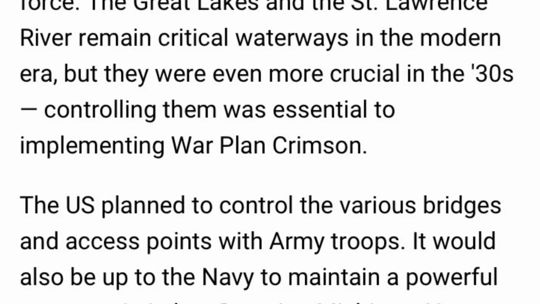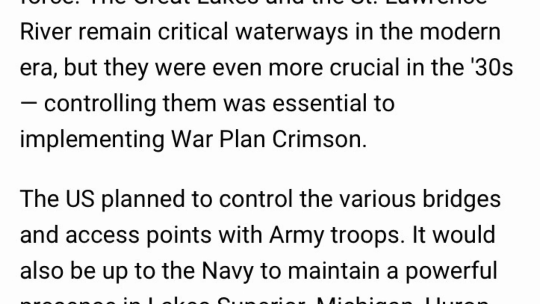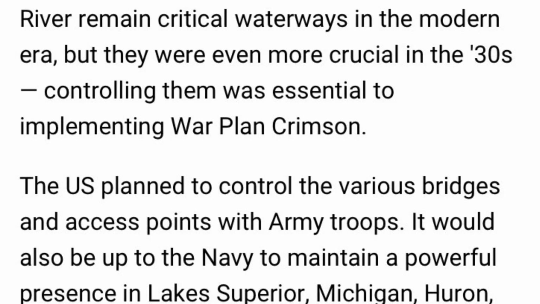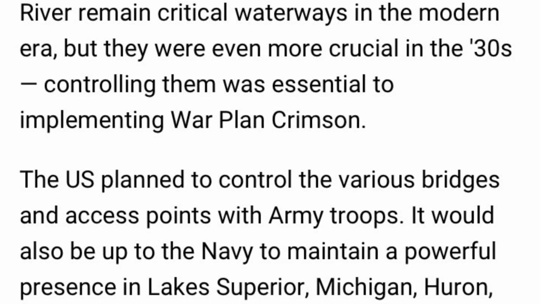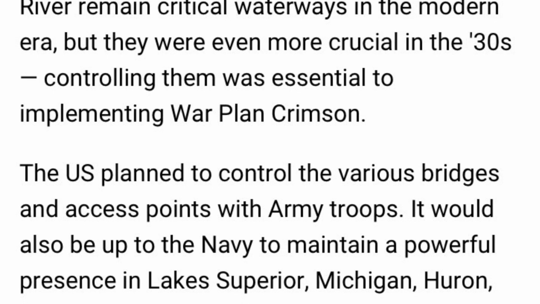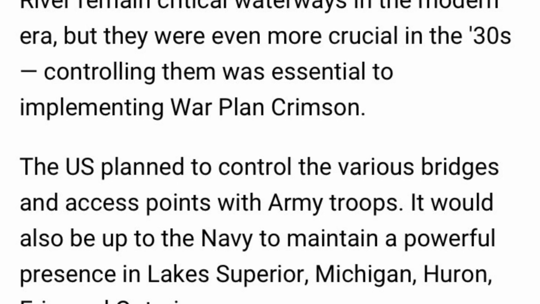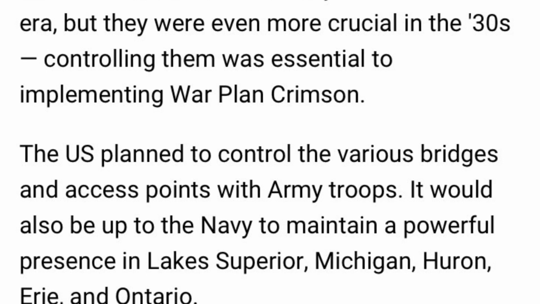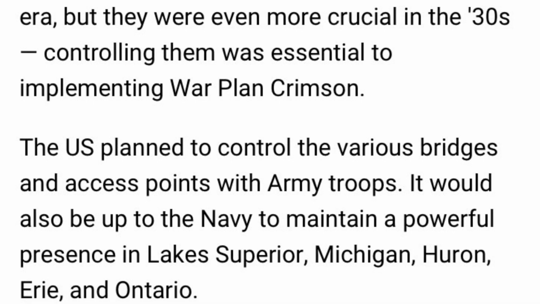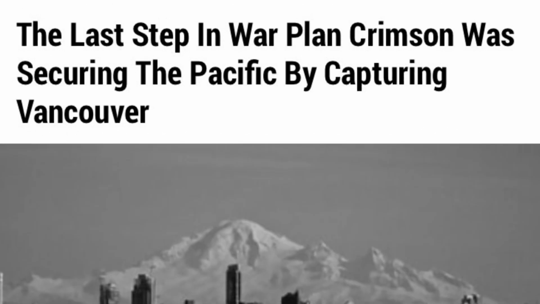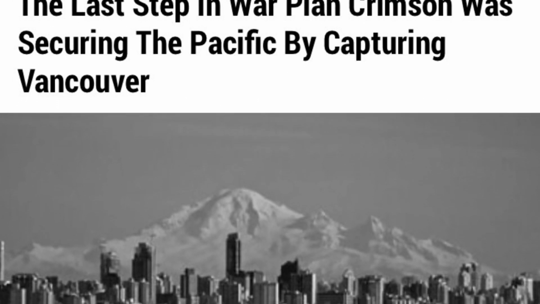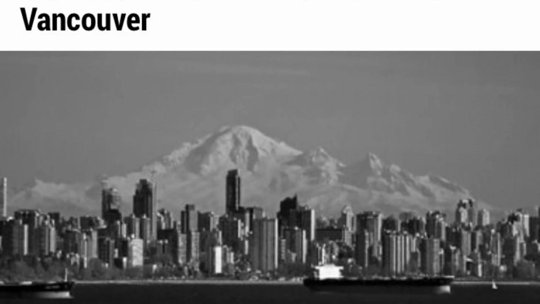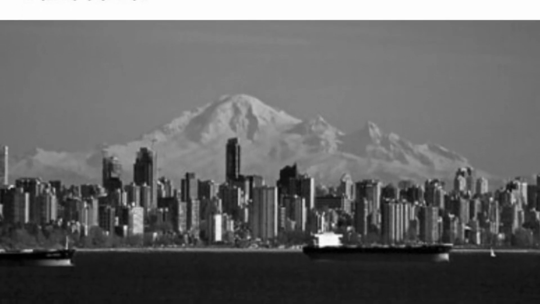The United States planned to control the various bridges and access points with Army troops. It would also be up to the Navy to maintain a powerful presence in Lake Superior, Michigan, Huron, Erie, and Ontario. The last step in War Plan Crimson was surveying the Pacific by capturing Vancouver.